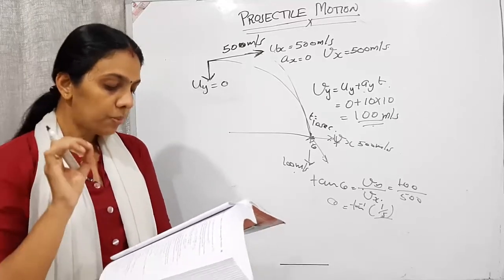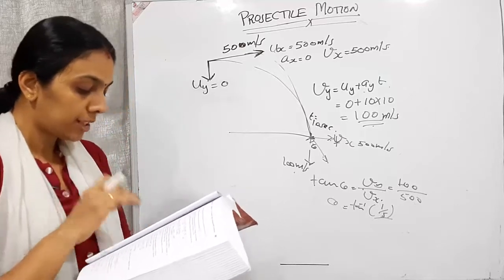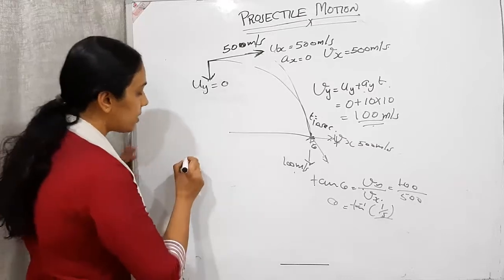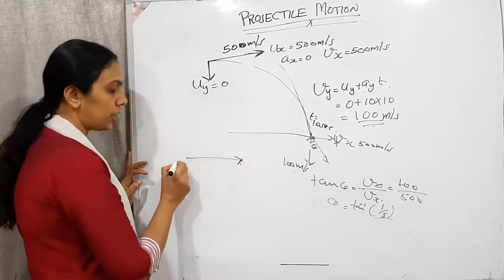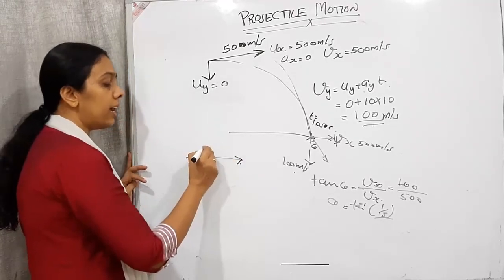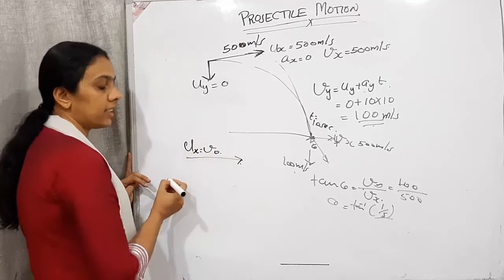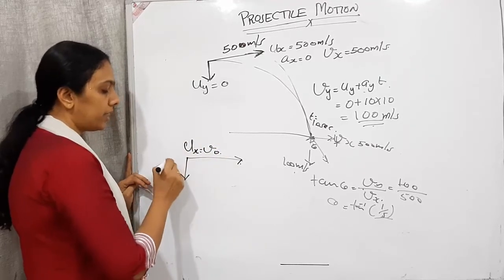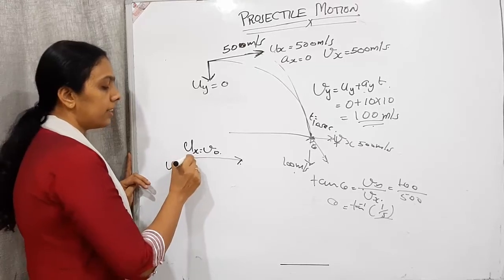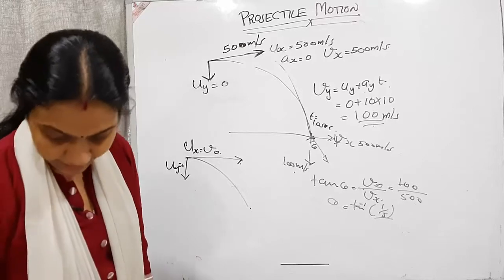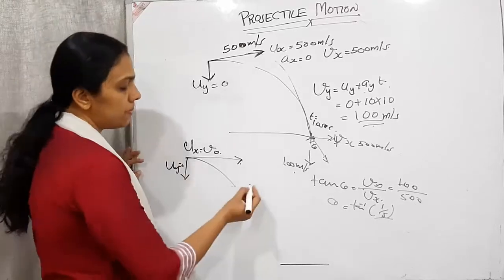A ball is projected horizontally from the top of a tower with a velocity v0. So the ball is projected horizontally with a velocity v0. So initial velocity is acting along v0 and uy equals 0. Then we need to find out when the angle becomes 60 degree.